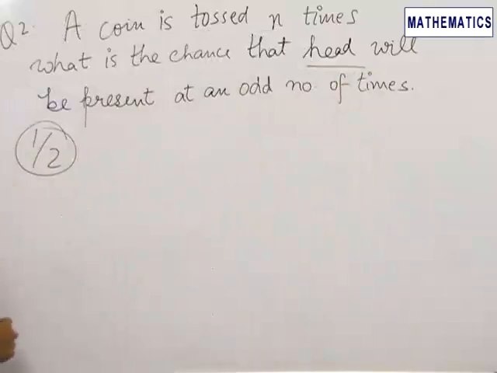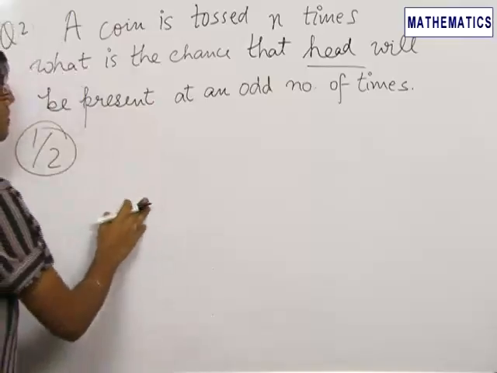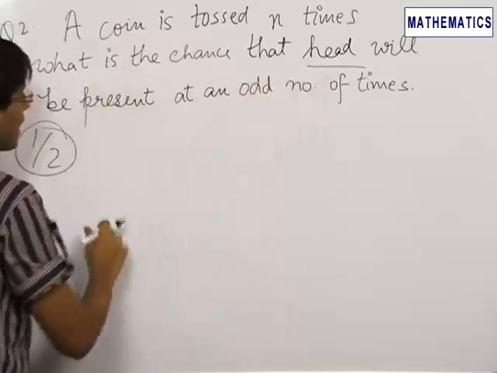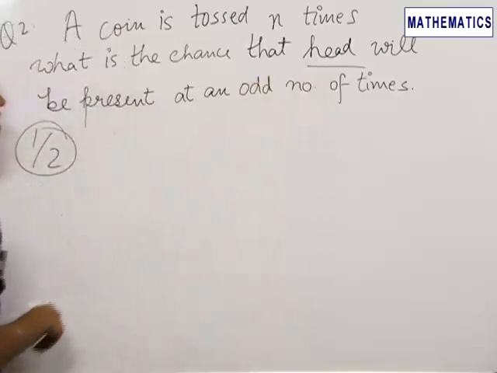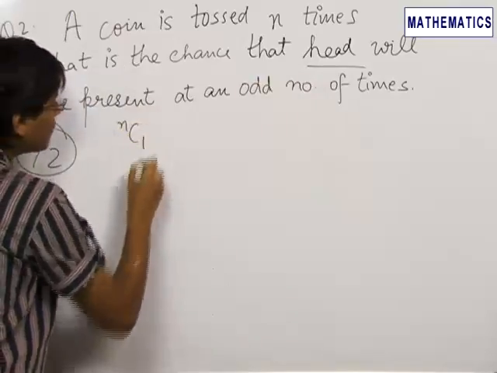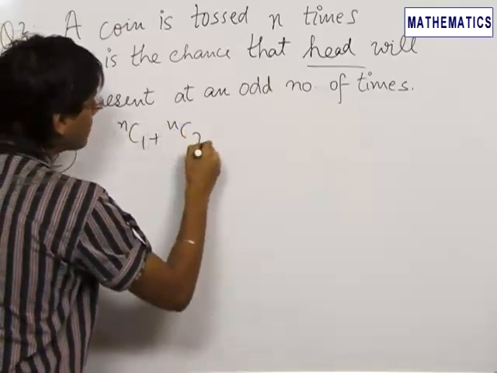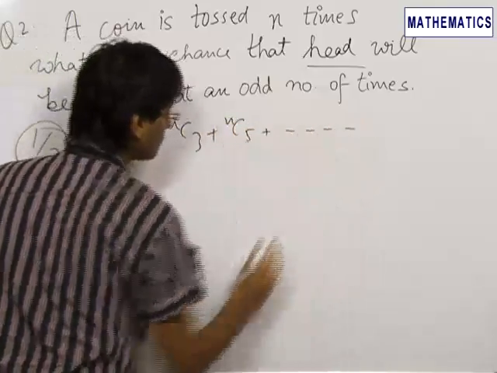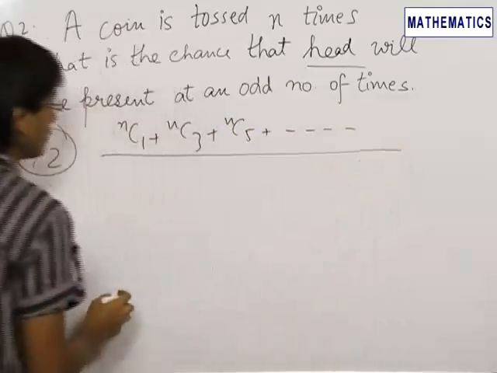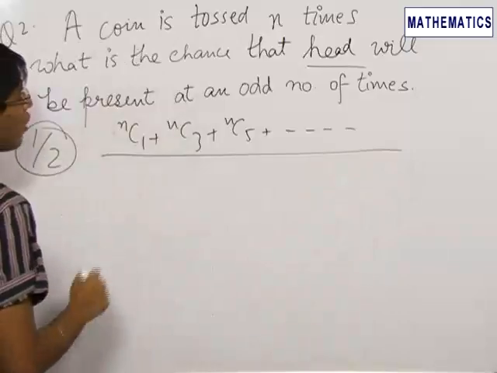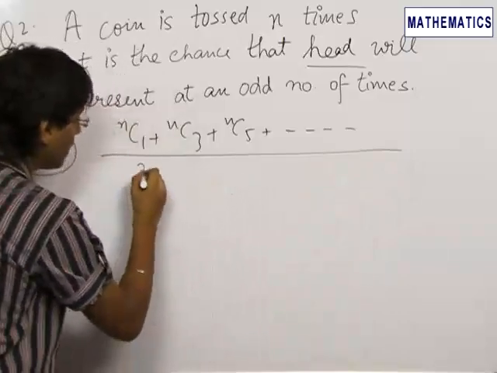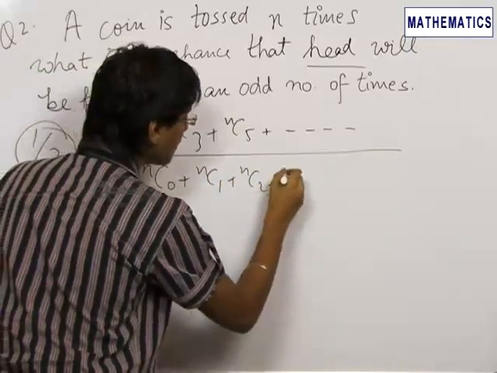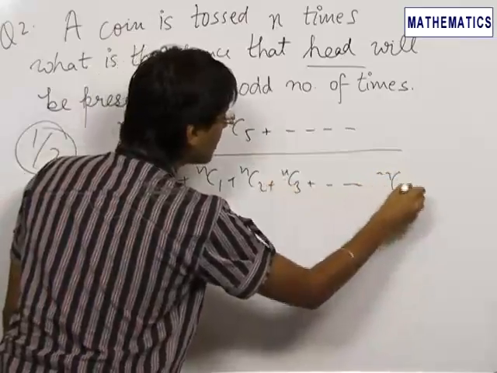This we can also do by using mathematics. We need head coming an odd number of times. So let us say case 1, it is coming one time, so it is NC1 plus NC3, odd number of times, one time, three times, plus NC5, upon the total number of ways in which a head or a tail can come, which is NC0, zero times, plus NC1 plus NC2 plus NC3 up till NCn.